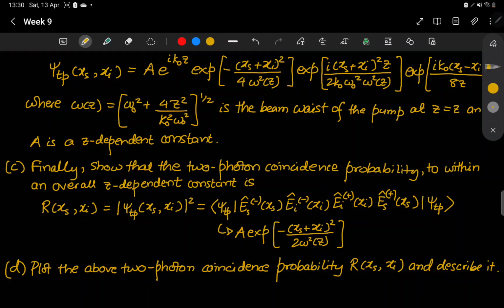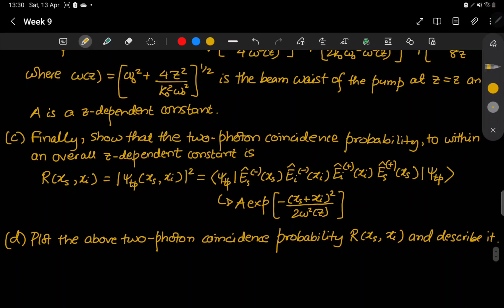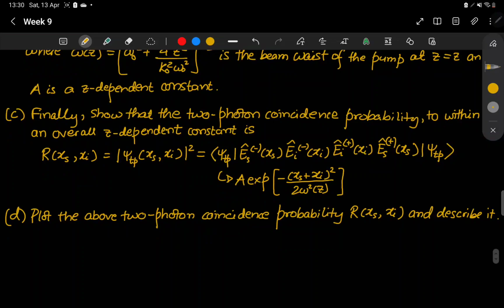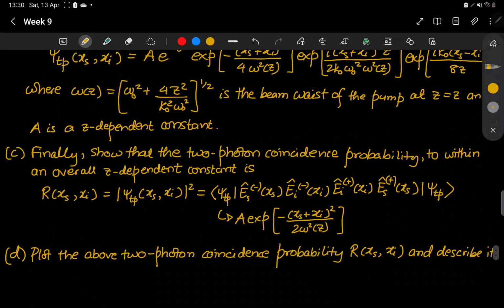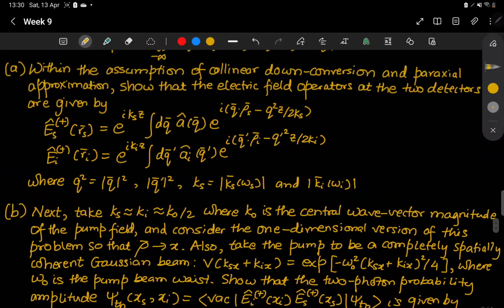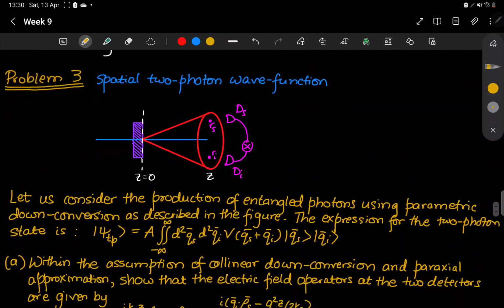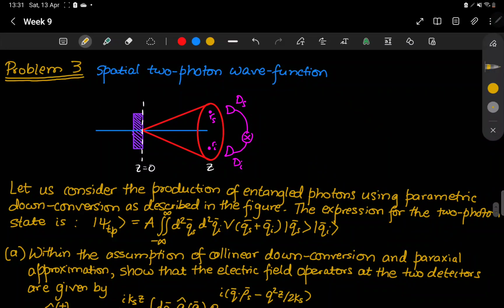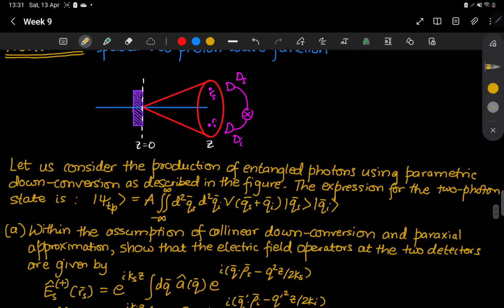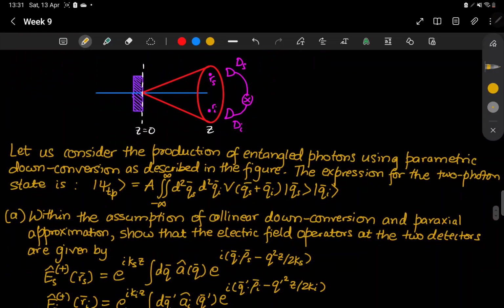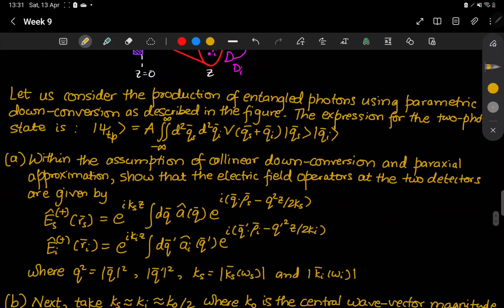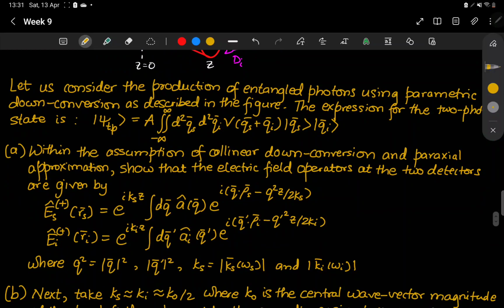Part C, finally, show that the two-photon coincidence probability, to within an overall Z dependent constant, is given by this expression for R of Xs, Xi. And last part, plot the above two-photon coincidence probability and describe it. Okay, so this is going to be a derivation based question. We have to do a lot of derivations to arrive at these expressions. So take some time to go through it once again, at least the first part, and then we will start.